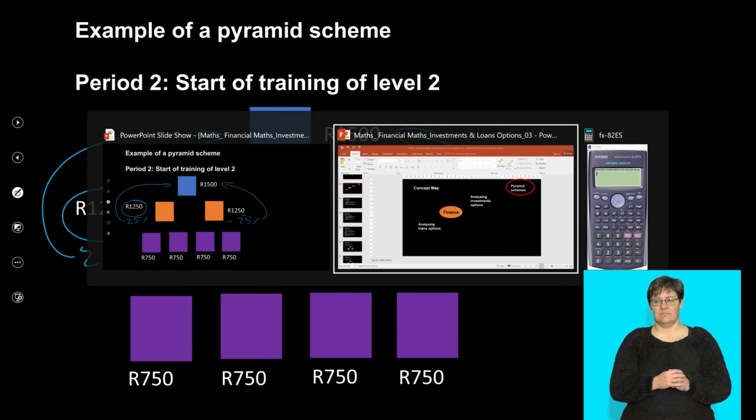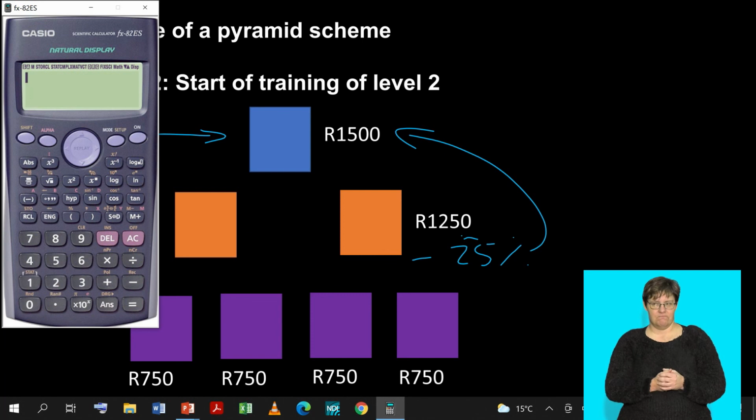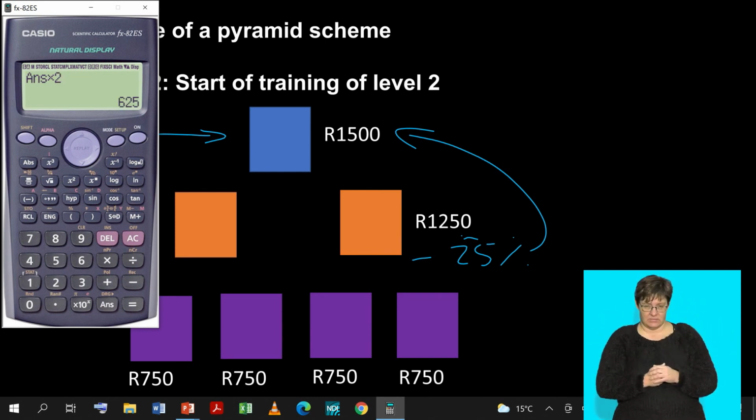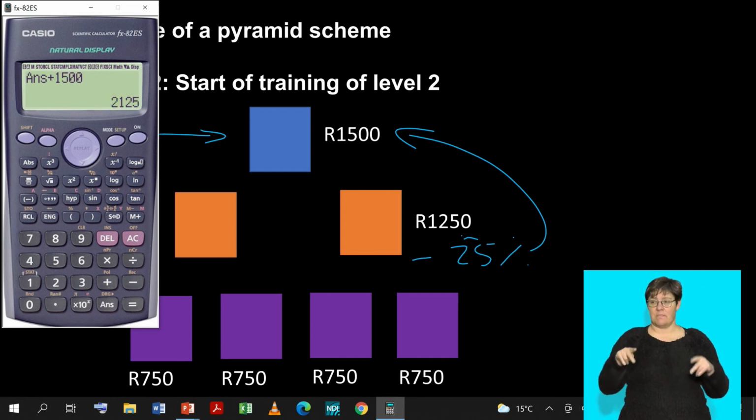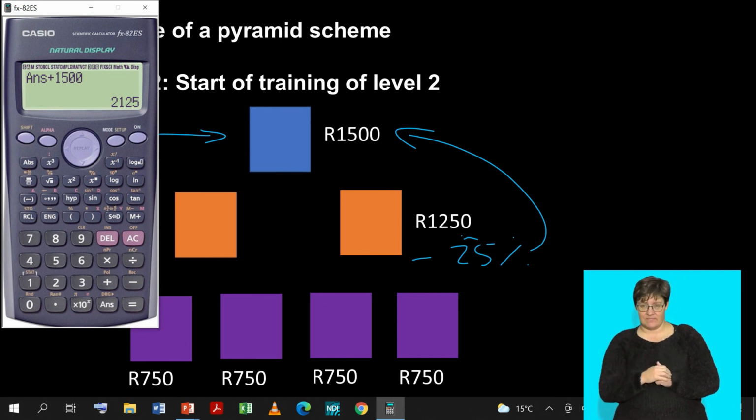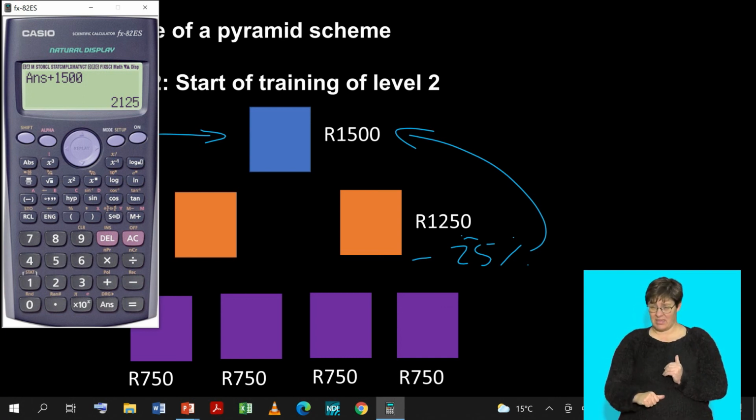So let's just quickly look at what this is. This person is sitting on 1,250 multiplied by the 25%, which is actually 312 rands and 50 cents. So both of these people are now going to pay the initial recruiter 625. If you add this to the amount that he now has, it makes him sit at 2,125 rands.